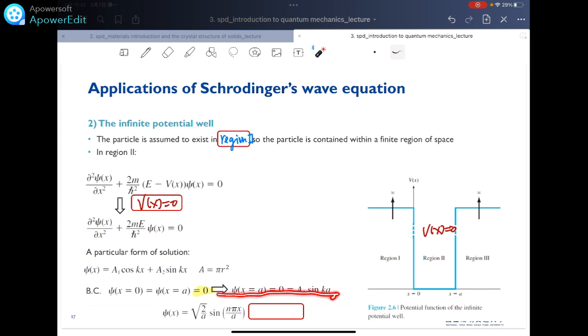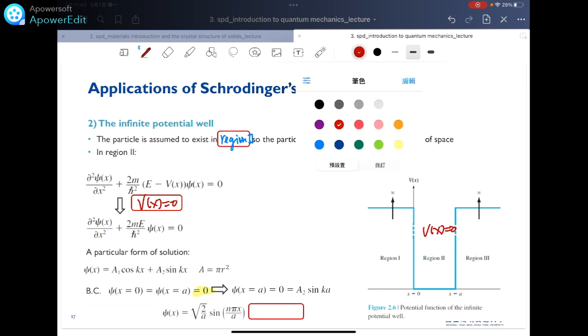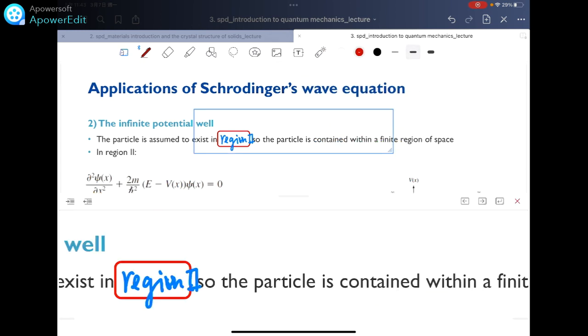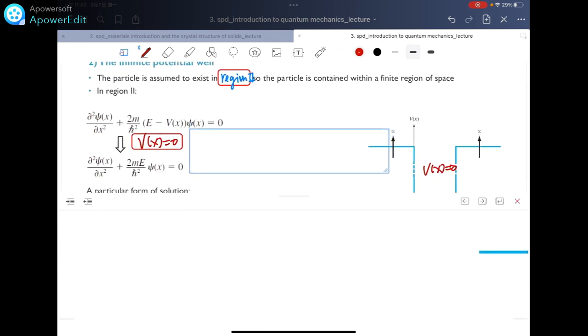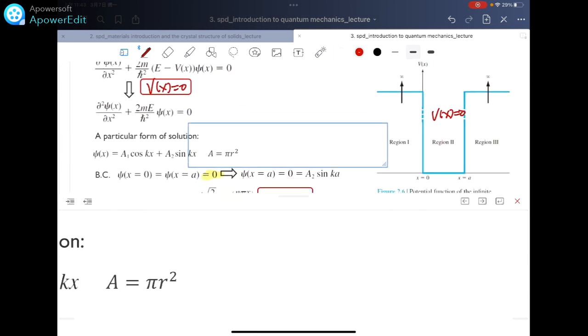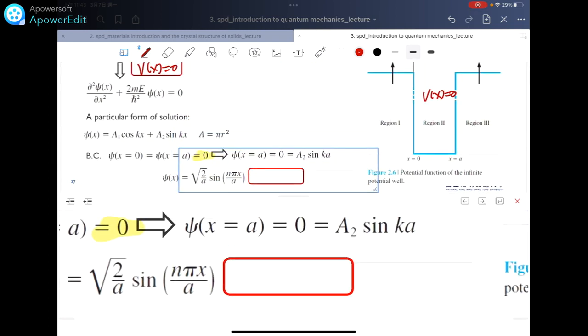And in the end, phi(x) becomes like this. And this is how we define this as a standing wave. I think from high school physics you already learned the concept of the standing wave.